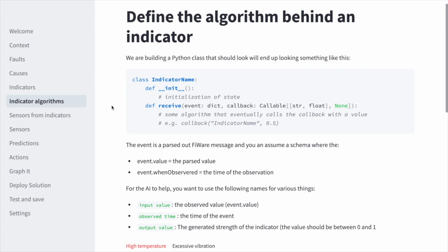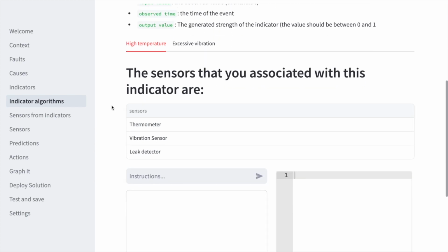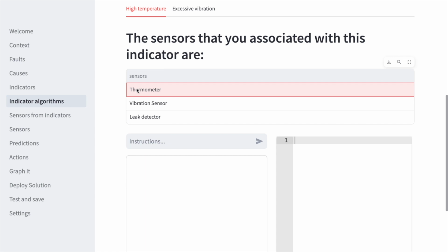Now we know that generative AI can write computer code, but how about algorithms to analyze streaming data in our expert system? Let's see it in action. In this case, let's have the expert system write some code for an indicator related to our temperature sensor.